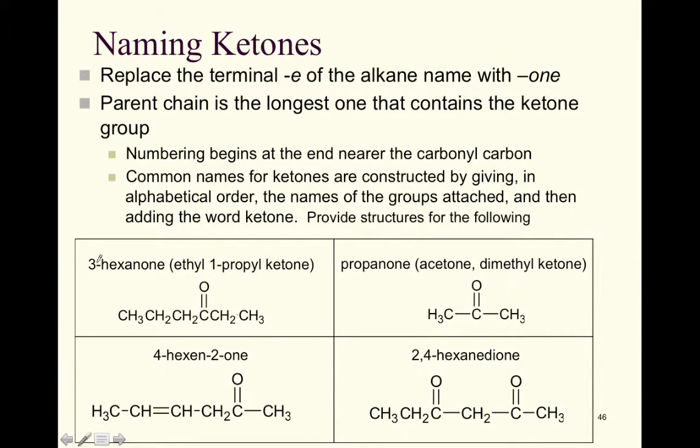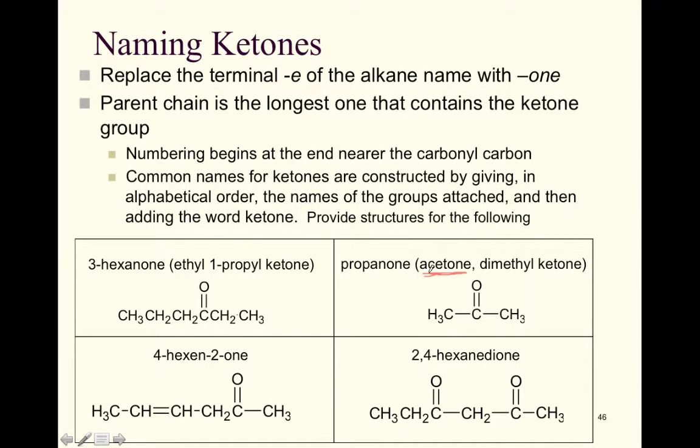All right, let's take a look at this. 3-hexanone, 1, 2, 3, coming from right to left, I have it coming off of number 3. Also, if we did the common name, it would be ethyls on this side, propyls on this side, so it would be ethyl propyl ketone.